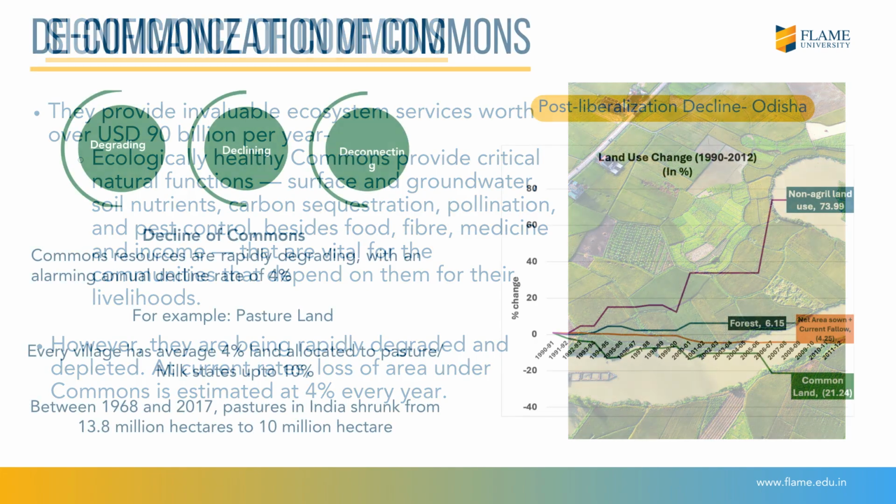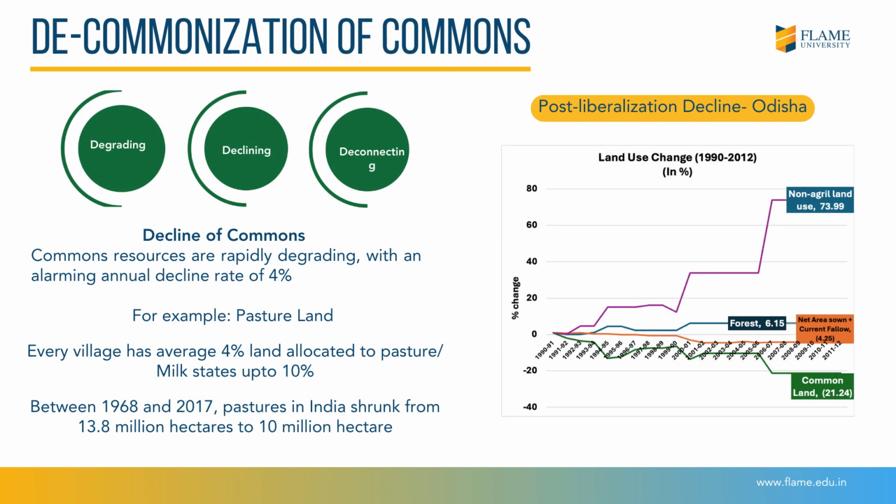For example, pasture land between 1968 and 2017 shrunk from 13.8 million hectares to 10 million hectares, where every village used to have 4 to 10% of common land. Now many villages don't have this pasture land. So not only are these commons declining in area, they are also degrading in terms of their reproductive capacity, in terms of ecological resilience, and also getting disconnected from local communities.